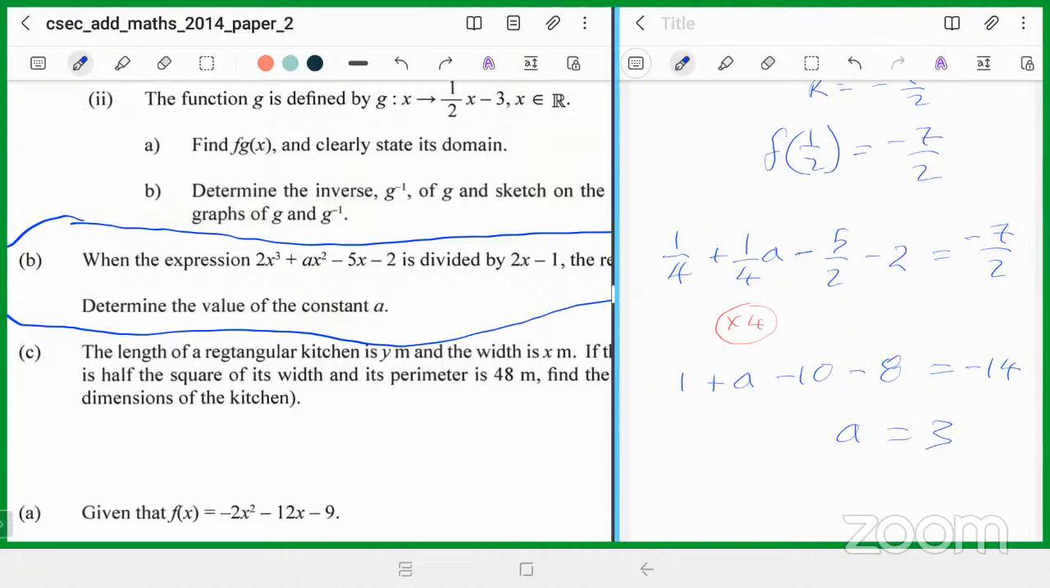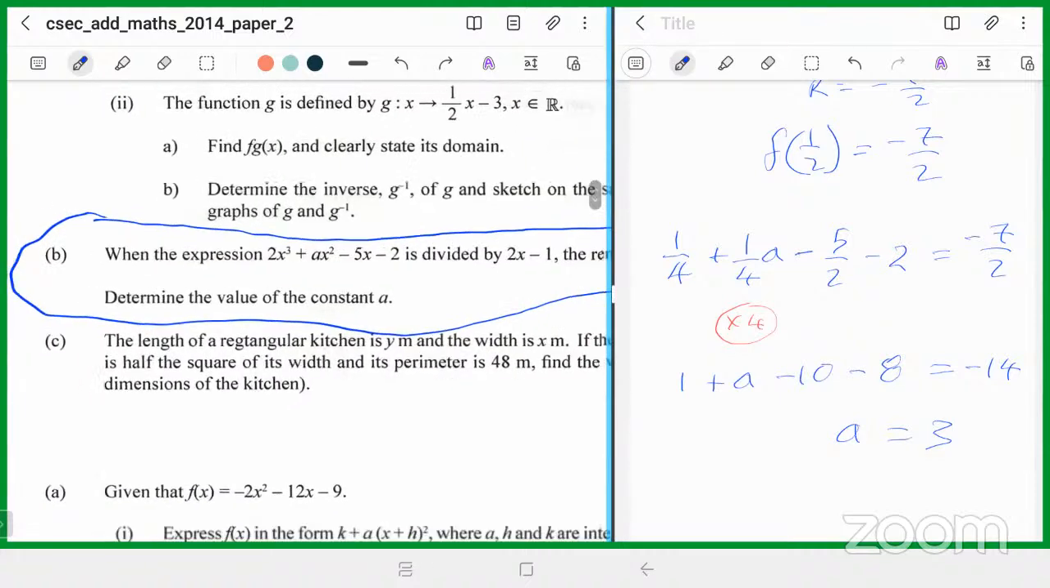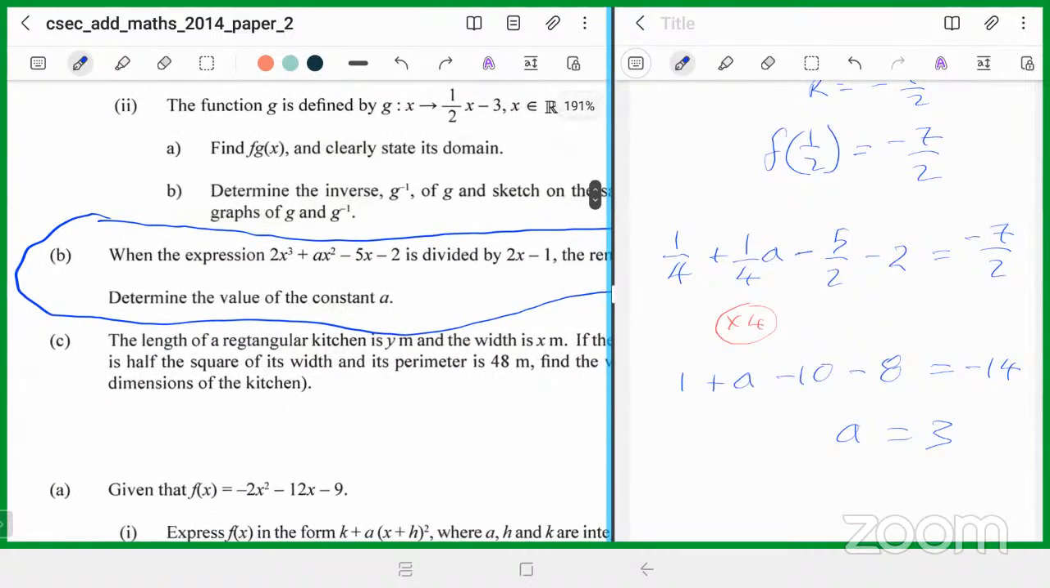Got it? Yes, sir. Good. Question done. Next question, 2013.